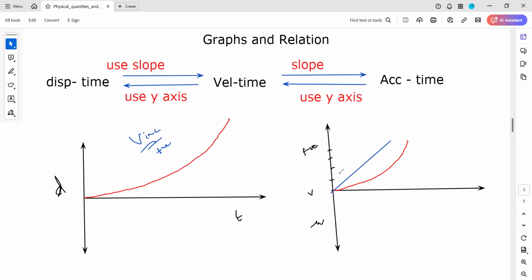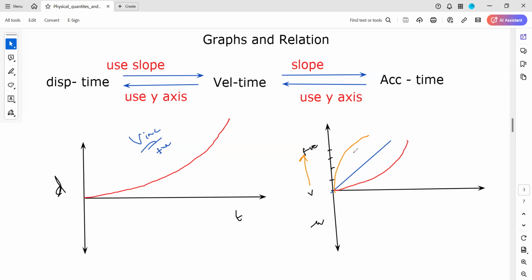Because the y-axis, I'm not talking about the slope. This is also increasing velocity. All of them are increasing velocity because the value of the y-axis is increasing. In the displacement time graph, the slope represents the velocity. And when we sketch a velocity time graph, we take the velocity on the y-axis here. So in all these cases, the velocity is increasing.